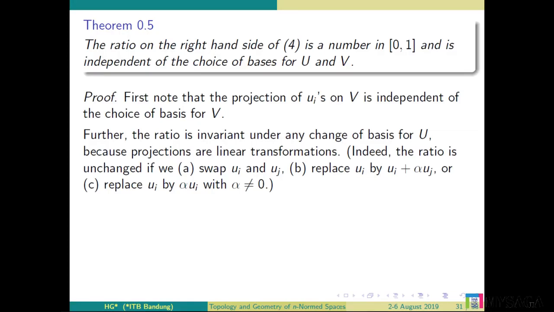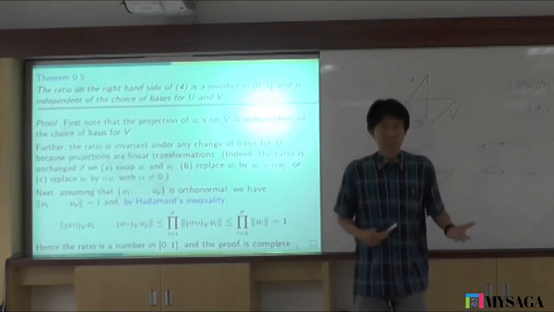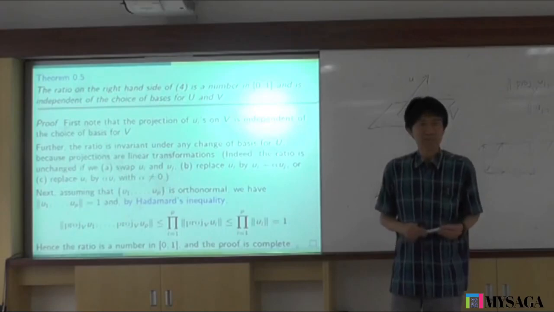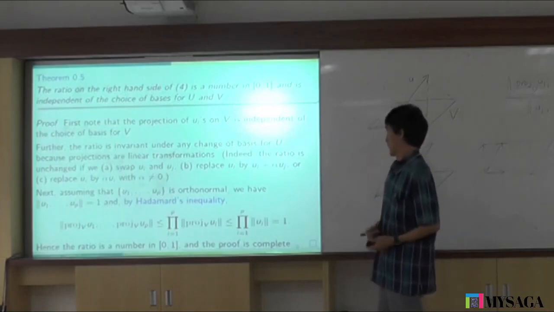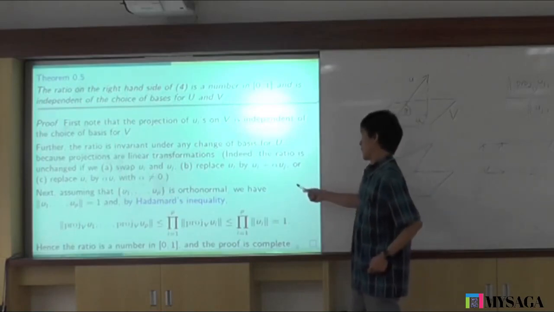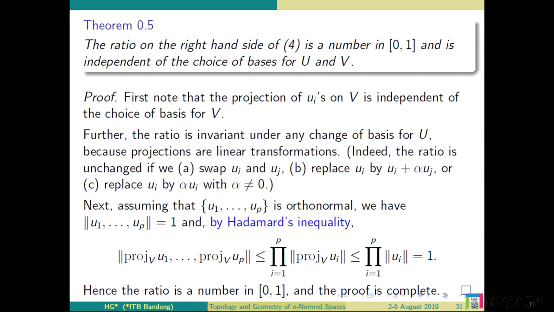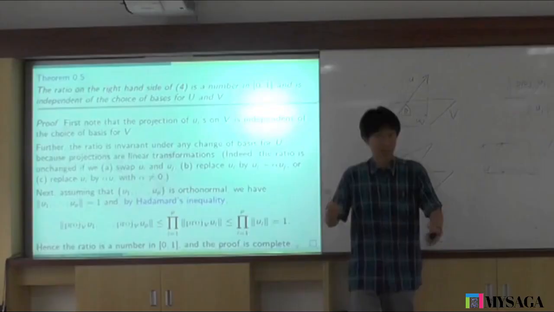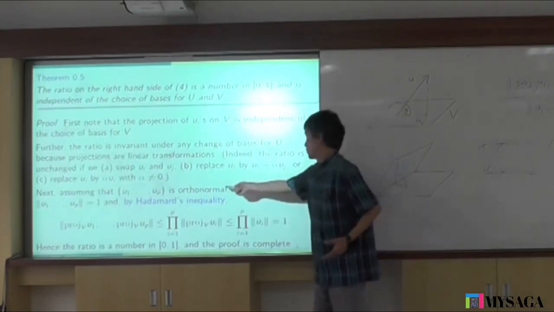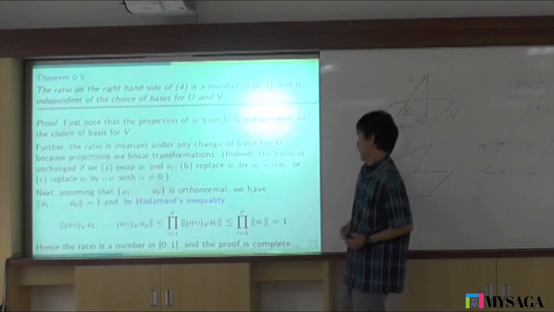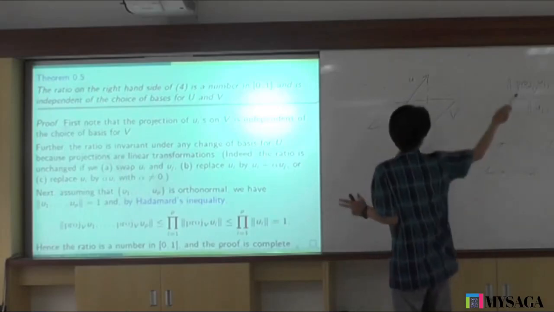Now, to prove that the ratio is less than or equal to 1, it's not just my intuition, and we have to prove it in mathematics. Intuition is not enough, right? Mathematics is intuition plus proof. So assuming that u_1 up to u_p is orthonormal, why can we assume that? Because we can do elementary operations, so that we can do Gram-Schmidt, for example. So we can assume this without any harm. So the denominator is 1. So we just look at the numerator.